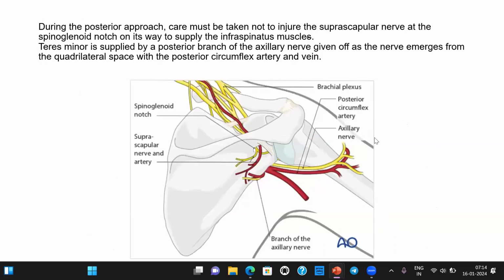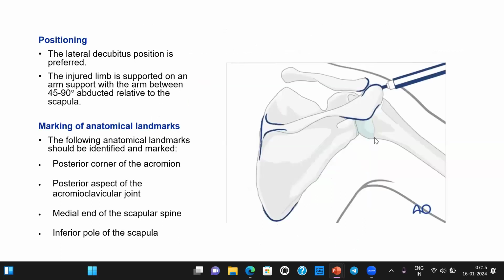So the structures to be taken care of during this posterior Judet approach: we must not injure the suprascapular nerve at the spinoglenoid notch on its way to supply the infraspinatus muscle. And teres minor is supplied by a posterior branch of the axillary nerve after giving a pseudoganglion. It emerges from the quadrilateral space along with the posterior circumflex humeral artery and vein.